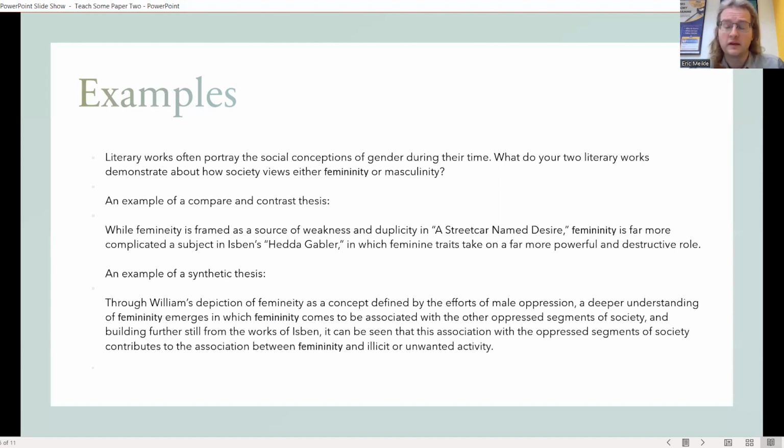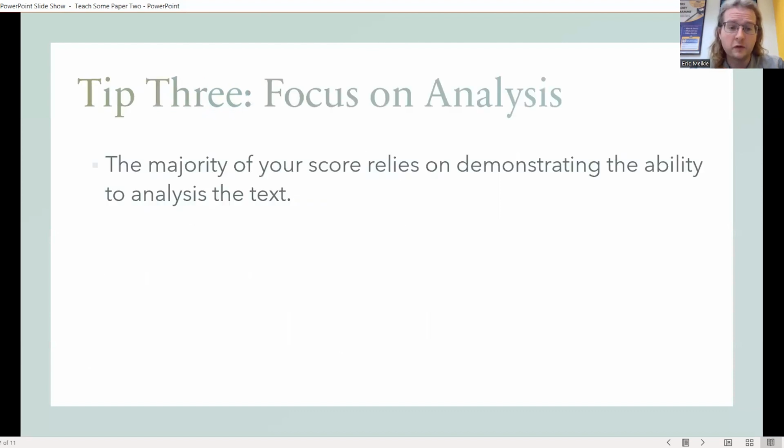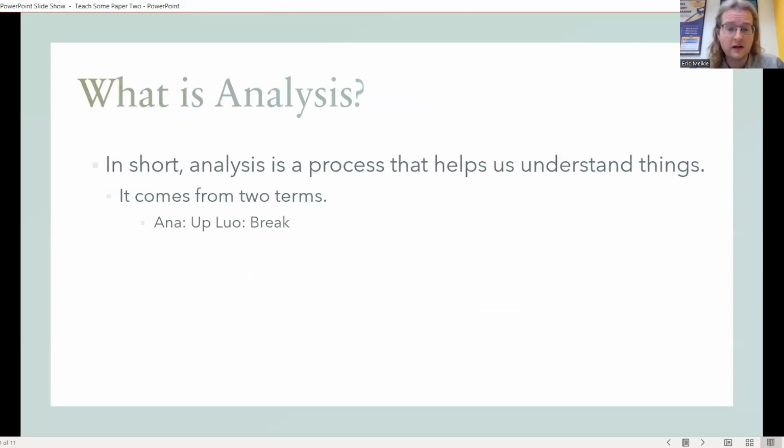This is the guiding light, how you would write a thesis, how you would structure your paper, but the majority of your grade is going to come down to analysis. It is the single most important factor throughout the course of your Paper 2. It should be taking up the majority of your essay in terms of just scale. And let's talk about what analysis is.